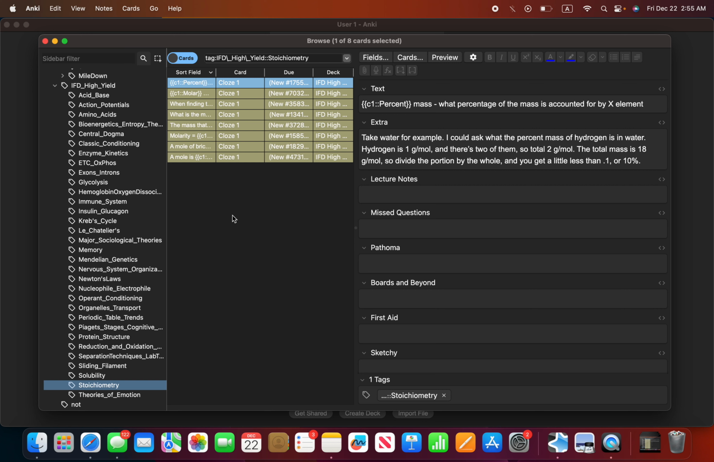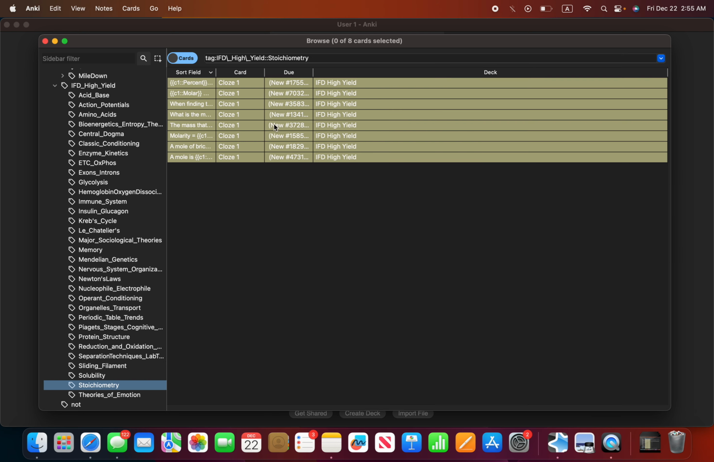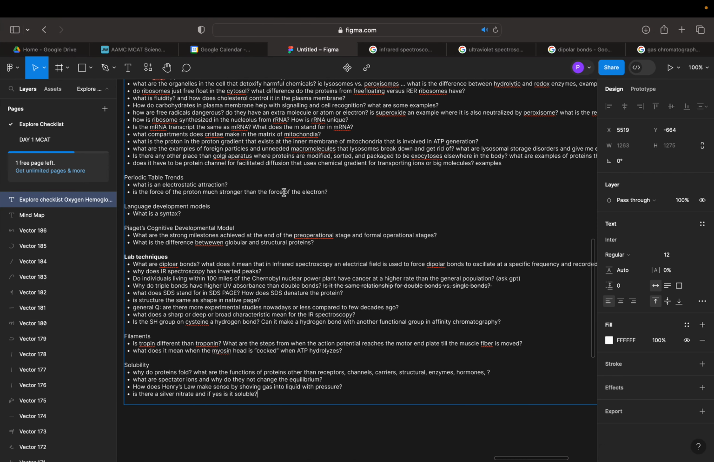Okay, there's only this left. What is stoichiometry? Stoichiometry is like balancing out the chemical equations, right? So we have percent mass. If this is not a question yet, we should ask it. What is stoichiometry?